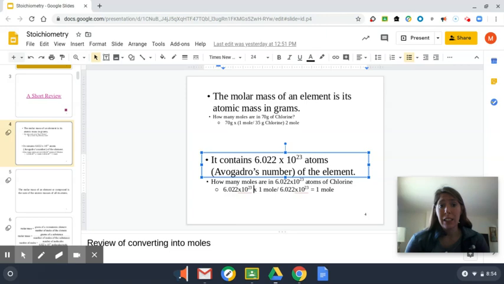So you need to know how to do this. You need to know how to convert from grams to moles. You need to know how to convert from atoms to moles. And if you know how to convert into them, you just do the reverse to get back out.